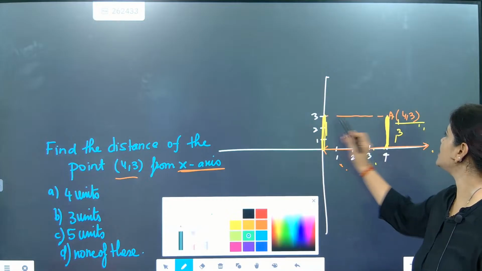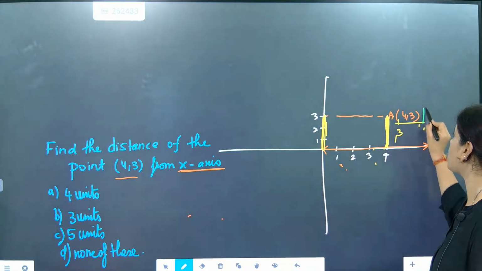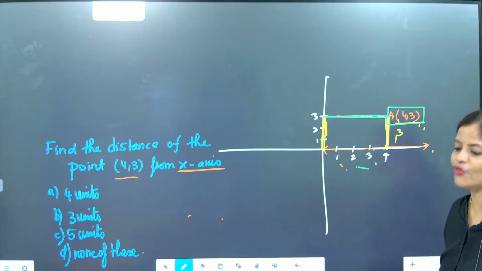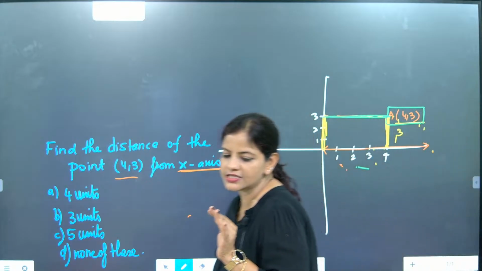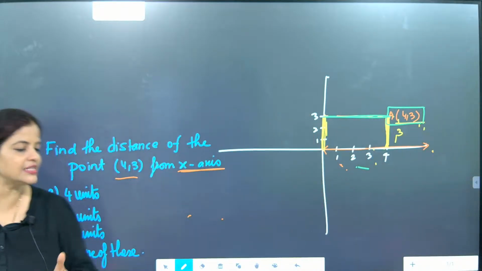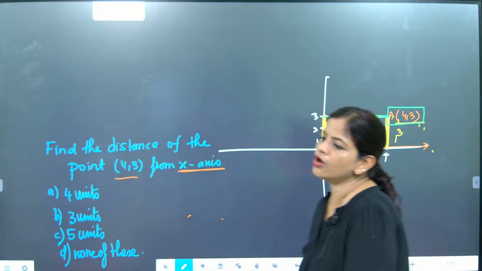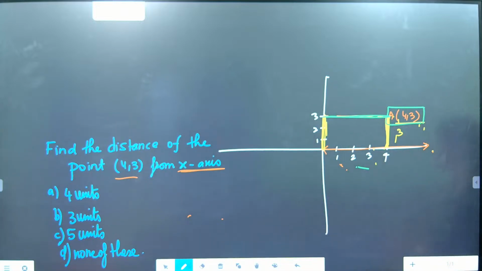Now look here. If somebody will ask you this point's distance from y-axis, then what is the distance? 4. From y-axis, the distance is 4. From x-axis, the distance is 3. From y-axis, the distance is 4. From x-axis, the distance is 3. Understood?